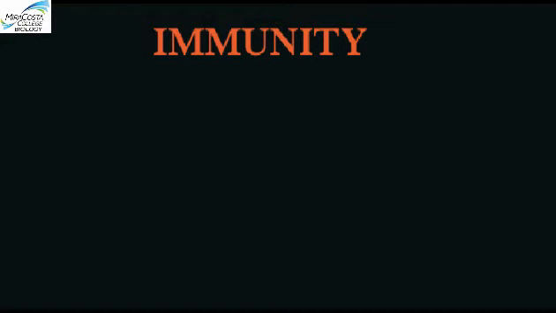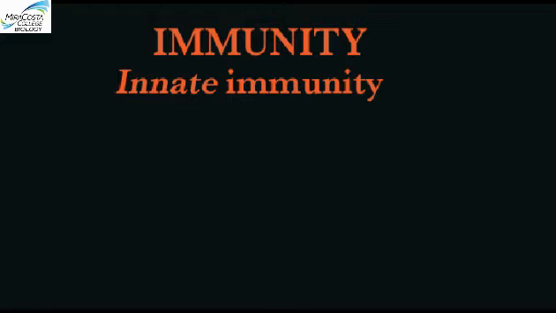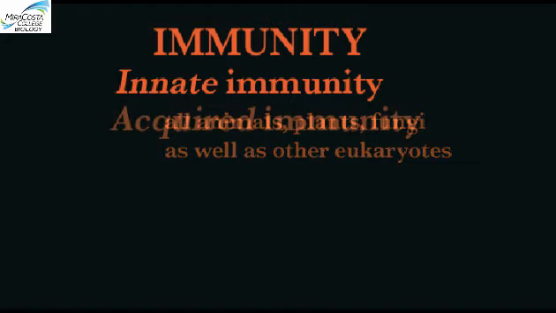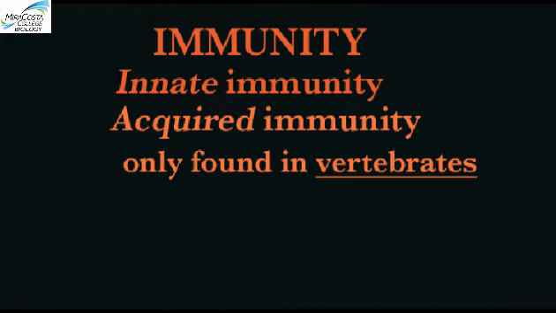In the last video, we went over the very basics of innate immunity, which occurs to some extent in all multicellular organisms. Now it's time for us to talk about something that occurs only in vertebrates, adaptive or acquired immunity.